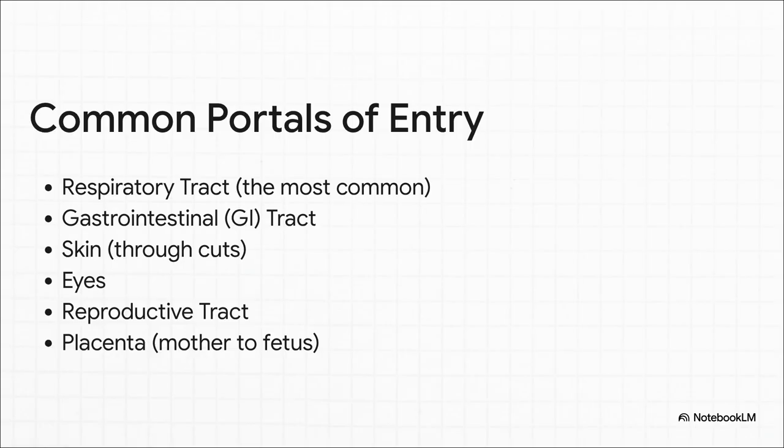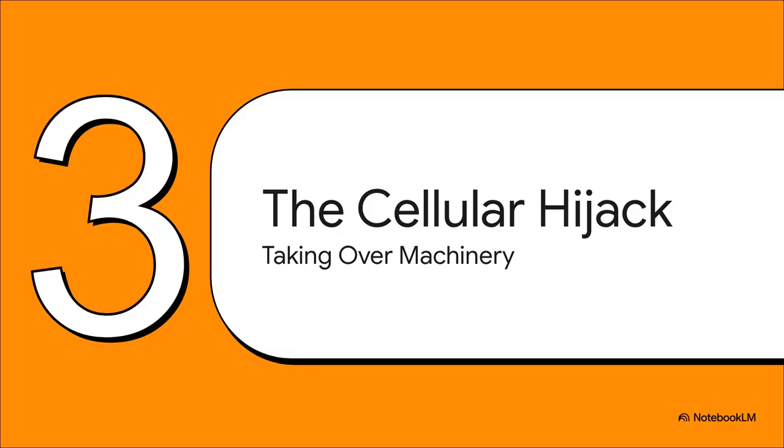So where are these gates? Well, a virus has a lot of options. The respiratory tract is by far the most common superhighway for viruses, but they can also get in through our food, through little cuts in our skin, our eyes, and they can even be passed from a mother to her child right across the placenta. Okay, the virus is in. That's step 1, complete. Now we get to steps 2 and 3, replicate locally and overcome defenses.